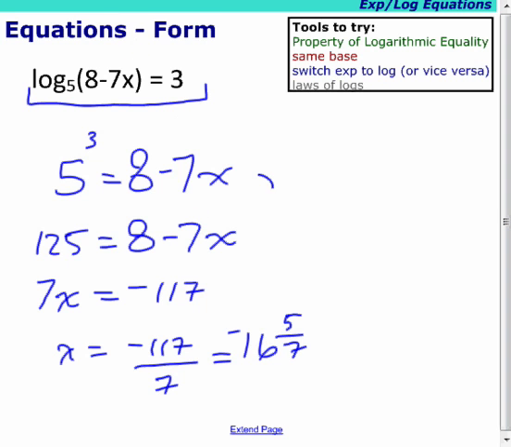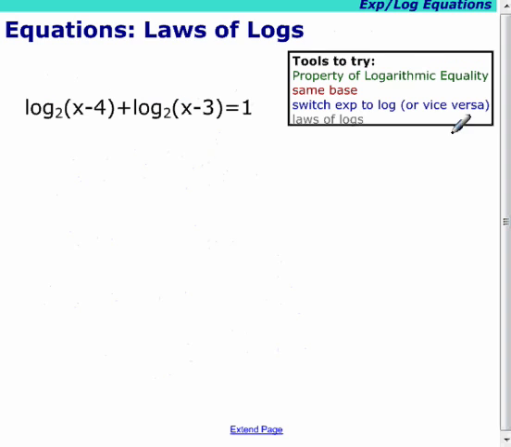But the key on it, all this stuff here is math that you've done forever. But this is the trick. In this course, what we're looking for is to be able to change from log form to exponential form. That's the key thing. That's where all the points are worth. Then after that, it's simple algebra of solving it. Let's try one more.